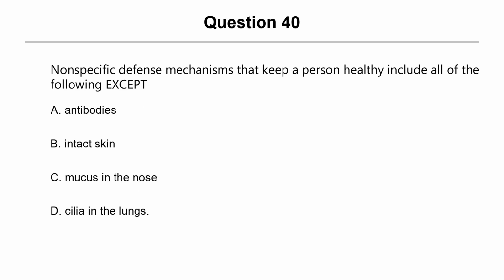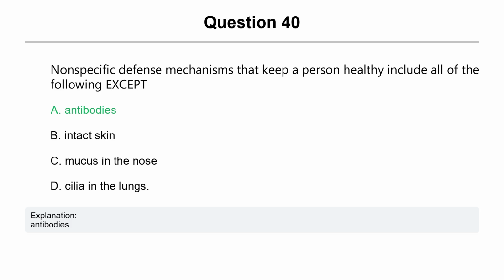Question 40. Nonspecific defense mechanisms that keep a person healthy include all of the following except option A, antibodies, option B, intact skin, option C, mucus in the nose, option D, cilia in the lungs. The correct answer is option A, antibodies.